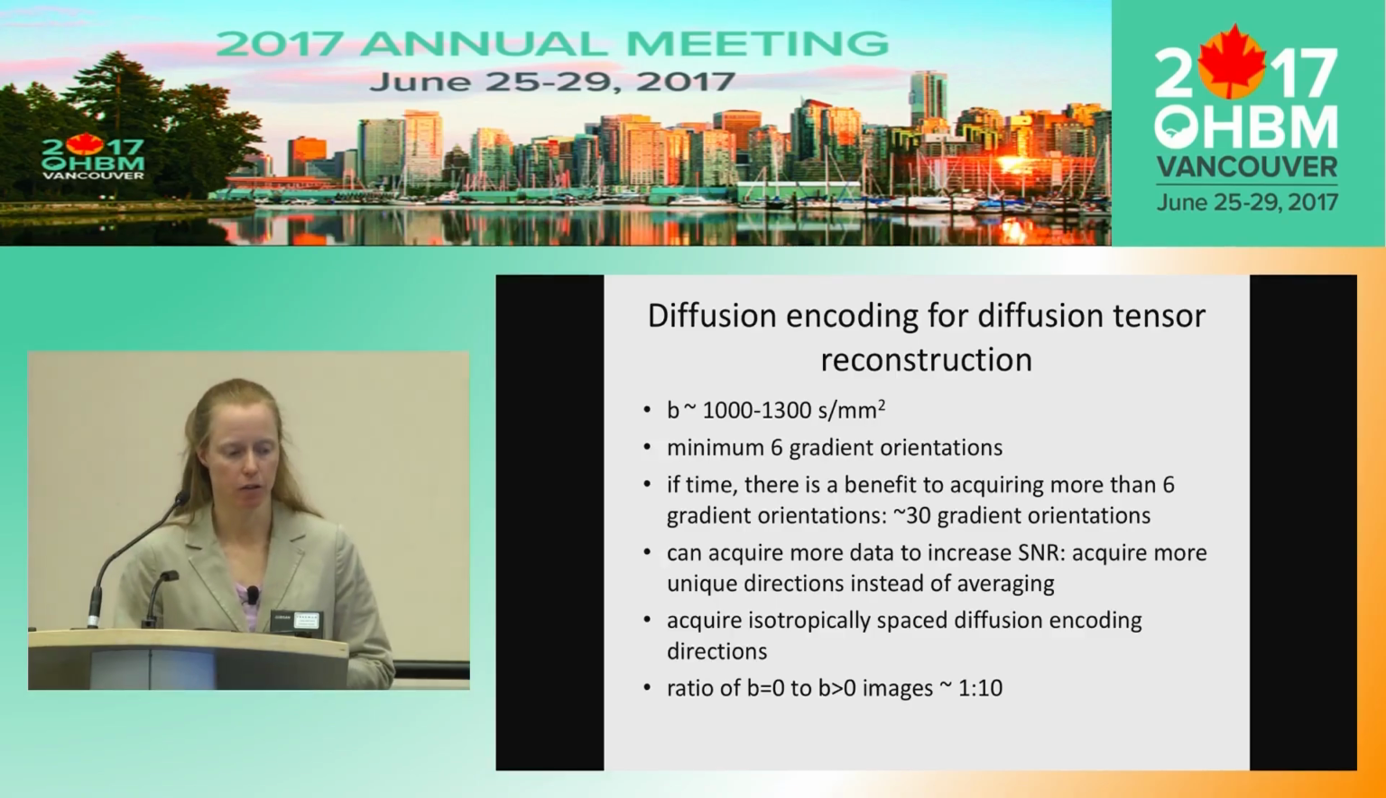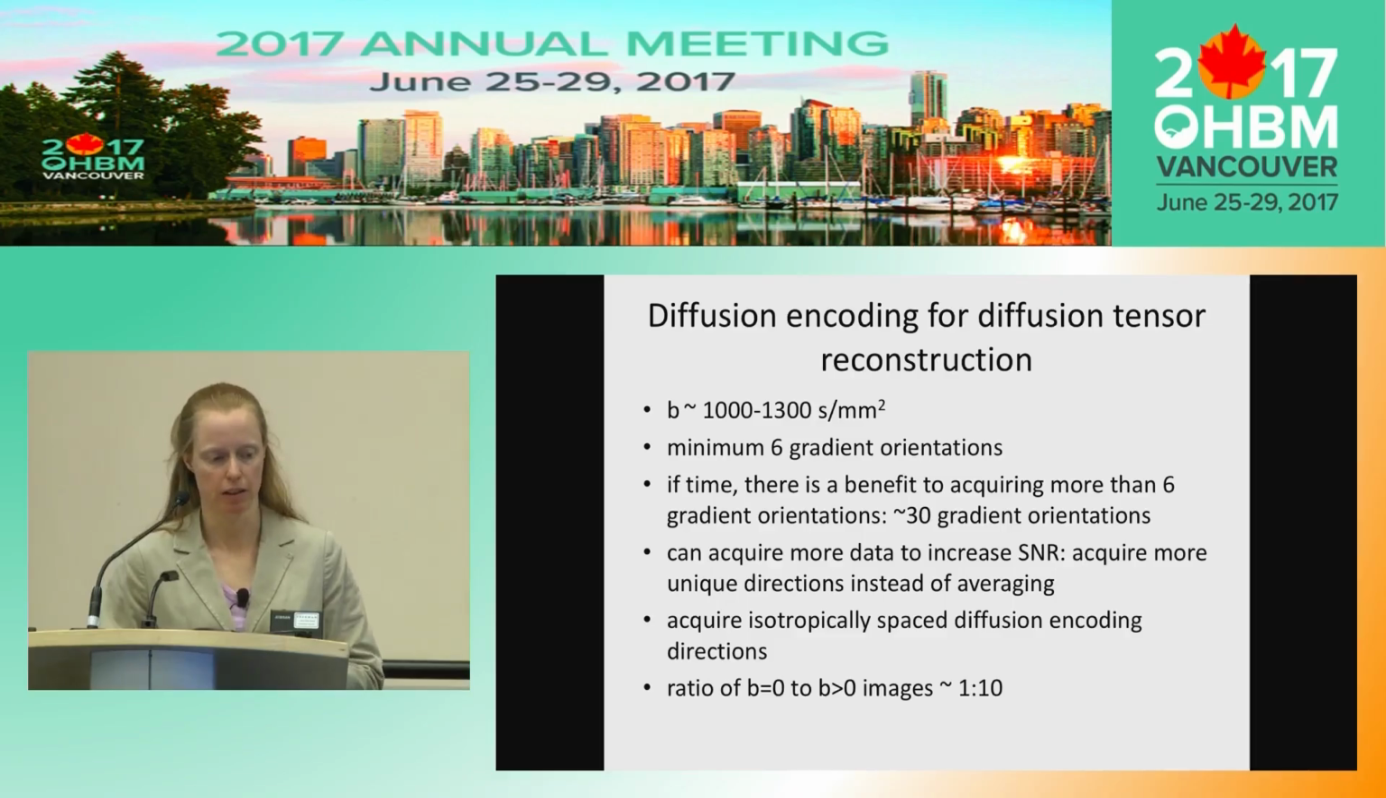Because there are 6 unknowns, we need to acquire at least 6 diffusion-weighted images with distinct gradient orientations. B factor is still around 1,000. But because what's going on in tissue is never a perfect anisotropic Gaussian, what we really want to do with the tensor is find the best fit anisotropic Gaussian. And it's been shown that going up to about 30 gradient orientations is optimal for that. If you want to boost your signal to noise, you can keep acquiring more data, and it's generally advantageous to acquire different data, so you could do even more orientations. It's generally recommended to have a ratio of B equals 0 to diffusion-weighted images of about 1 to 10.